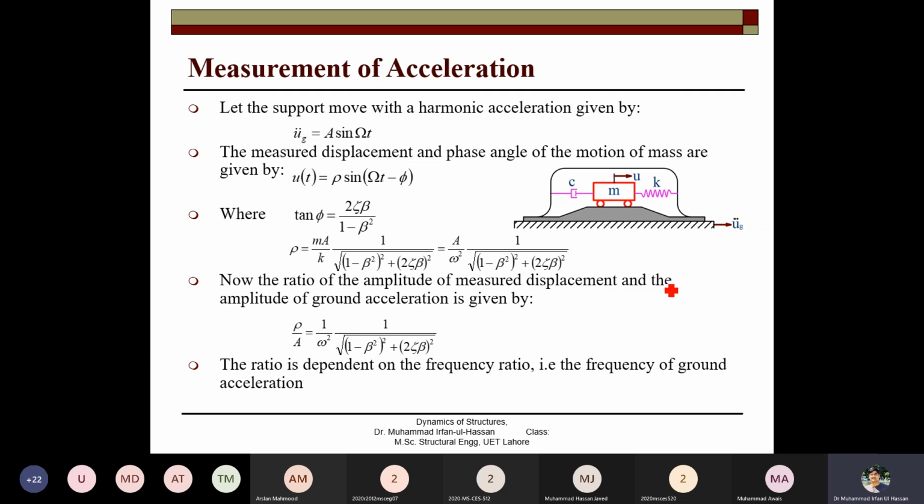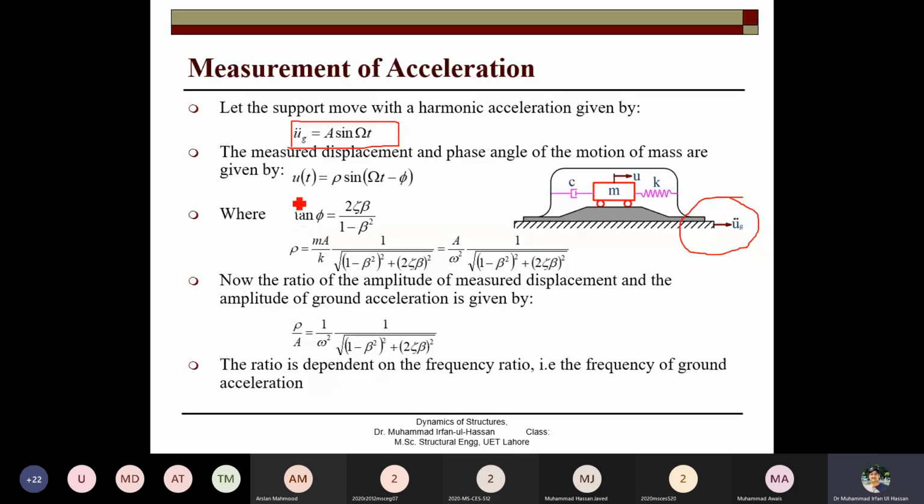The spring mass system, and you know that the ground is subjected to the acceleration ug double dot. Let the support move with a harmonic acceleration given by a sine omega t, where a is the amplitude of the acceleration. You know the ground motion is basically a harmonic function, it can be sine or any other time dependent function.